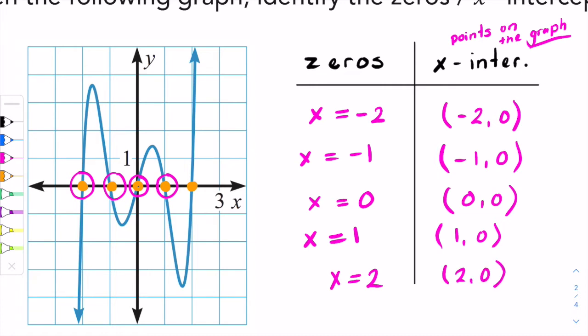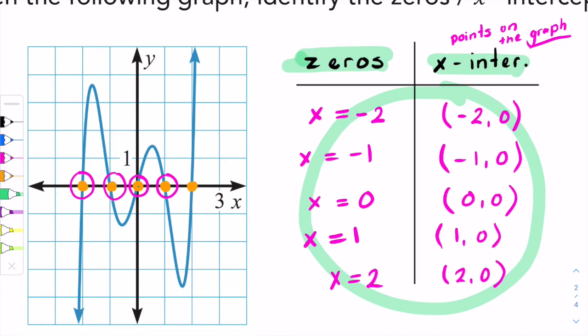So just make sure you can identify the difference between a question that asks you for a 0 and a question that asks you for the x-intercept. While they are the same value, you write them differently. So pay close attention to how you're writing your final answer.